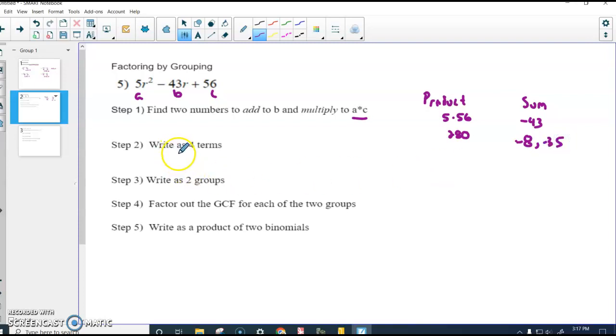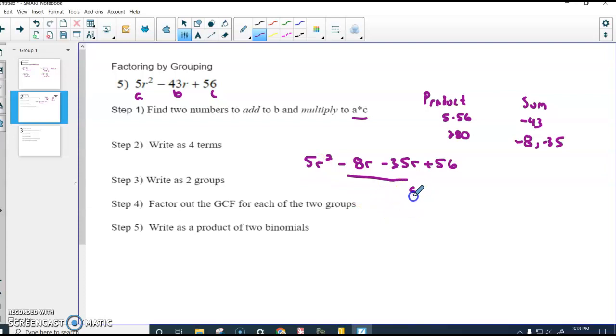All right, so what I'm going to do now is just rewrite this. So we started off with 5r squared minus 8r minus 35r plus 56. So I've just rewritten this. I know that those two things will get me that negative 43r.